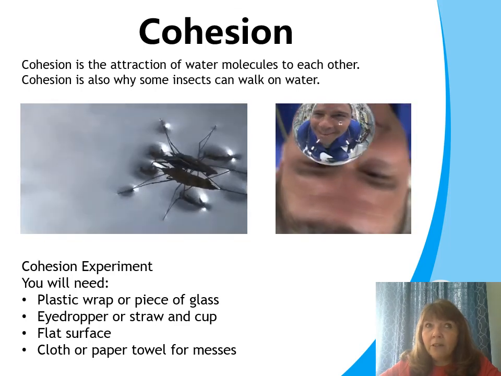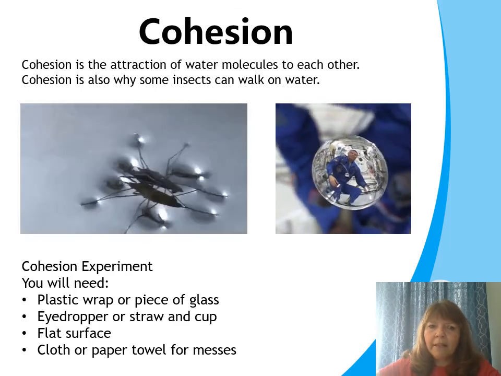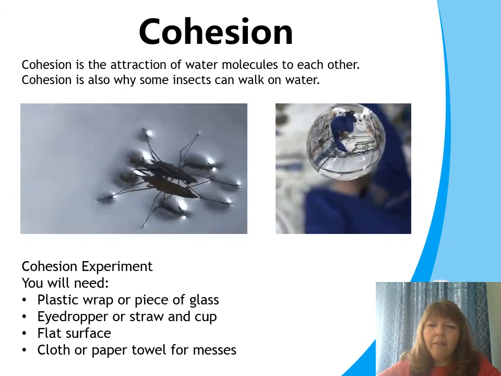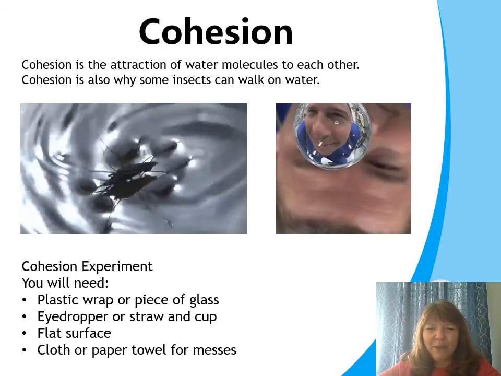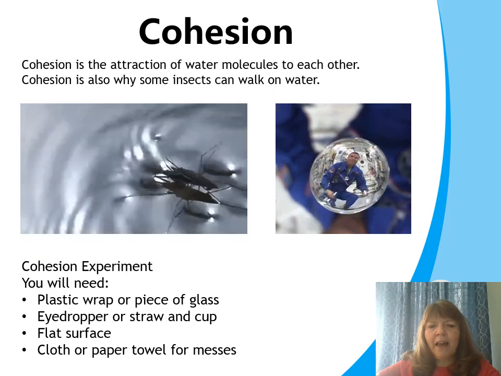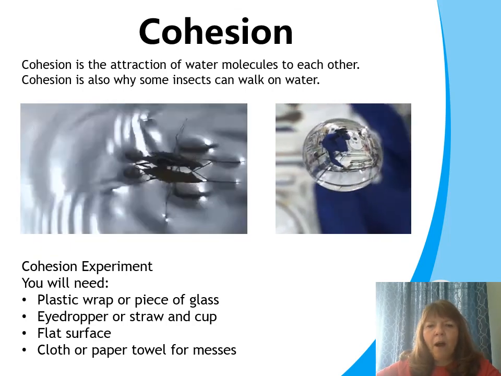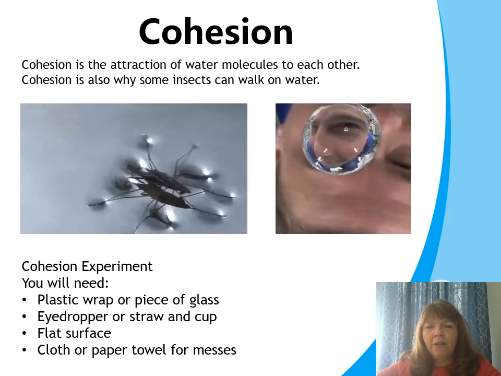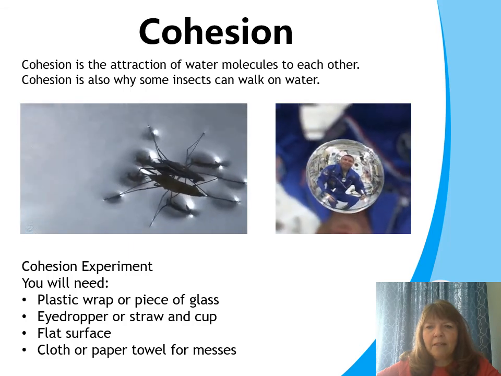You'll need a flat surface. This needs to be done on a flat place, like a table or the floor. And then if you have some spills, because we are going to be using water, you can get a cloth or paper towel for messes. And so I am going to explain how we're going to do this experiment, and then we'll walk through it step by step.